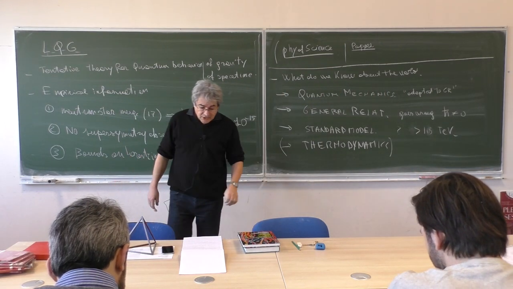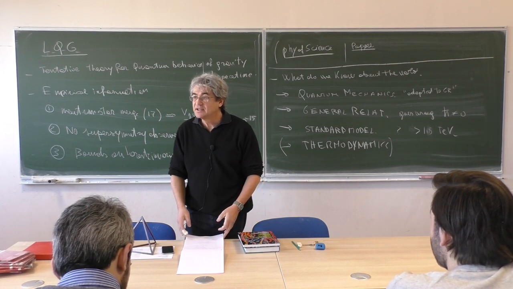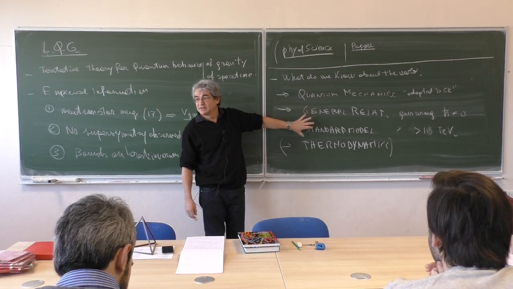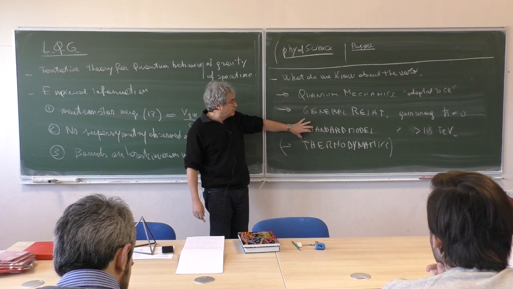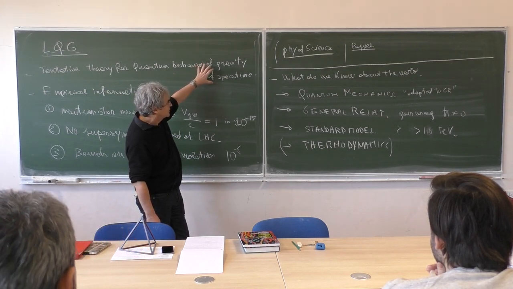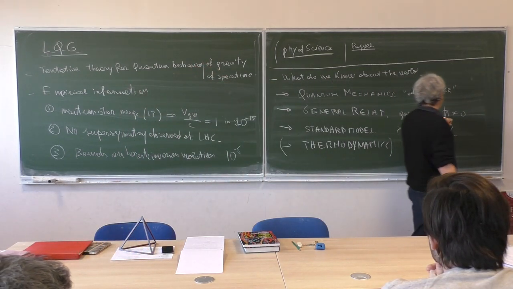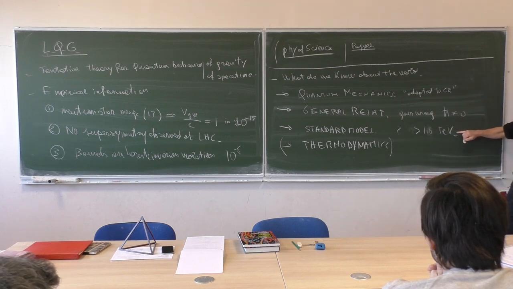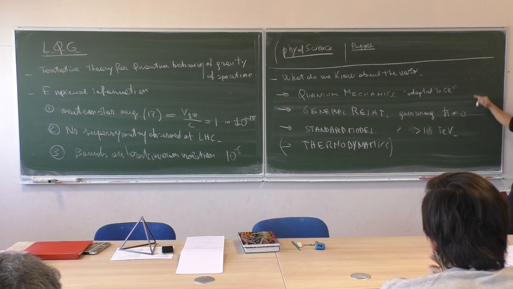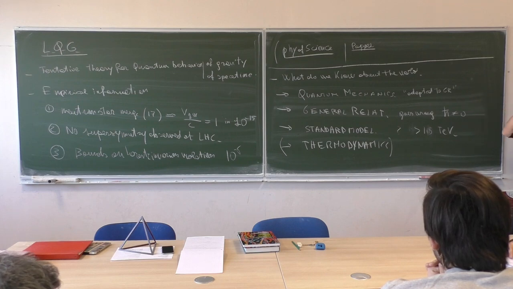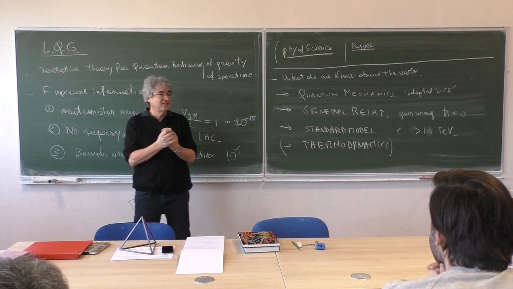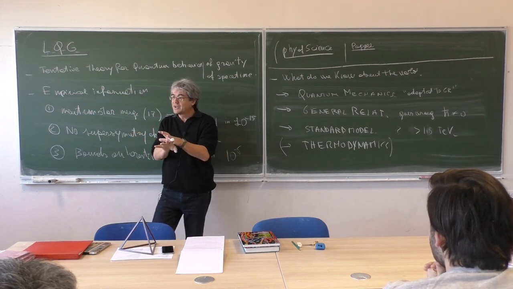Now, to do that, the key point is, in my opinion, to take seriously the physics we know. The standard model is not much relevant to quantum gravity, because quantum gravity means quantum gravitational phenomena, which are expected to be at a much higher energy scale than this one. So it's not clear what it tells us, but quantum mechanics and general relativity are the core. So loop quantum gravity is a way of doing quantum gravity, taking general relativity seriously, taking quantum mechanics seriously. That's what we know. Can we put them together?